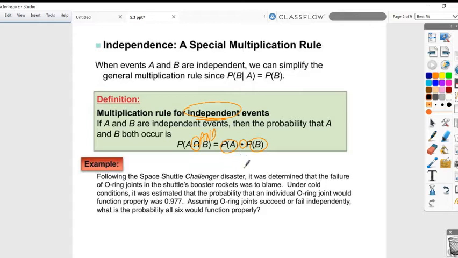Here's an example, a real life example. It says, following the Space Shuttle Challenger, it was determined that the failure of O-ring joints in the booster rockets was to blame. So, under cold conditions, it was estimated that the probability that one of the O-rings would function properly is 97%. So, NASA, who's famous for making simple mathematics mistakes and costing billions, and a lot of people died in this Challenger disaster, thought, okay, well, if it's cold, the probability of this O-ring still working is 98%. So that's pretty good, actually.